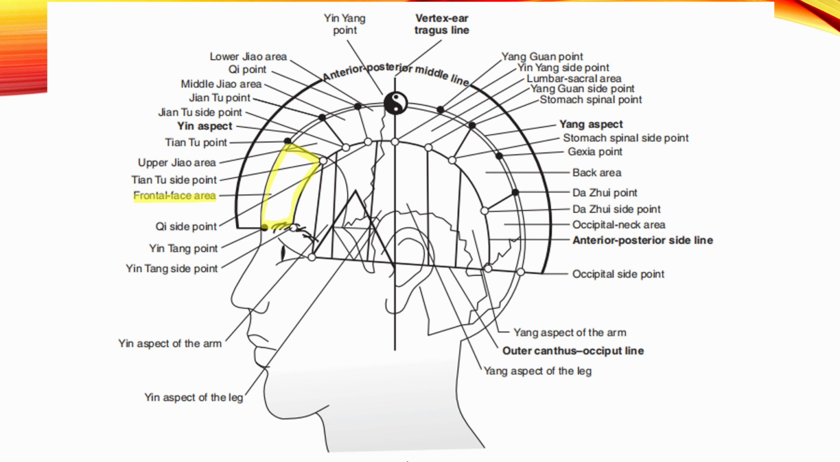Frontal face area. The frontal face area is the zone enclosed by the Yin-Tang point, the Yin-Tang side point, the Tian 2 side point, the Tian 2 point, and their connecting lines. This zone is divided into 5 equal portions and includes 10 areas. Use the diametral orbit as the reference of measurement.